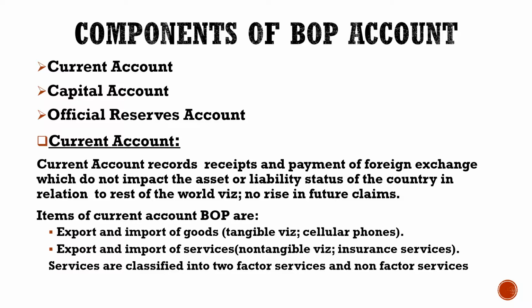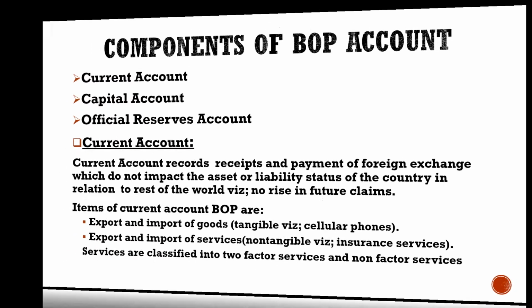Friends, here are the items of current account of balance of payment. They are exports and imports of goods. They are tangible, for example, cellular phones. Exports and imports of services. Those are non-tangible, for example, insurance services and banking services. Friends, services are classified into two: factor services and non-factor services.